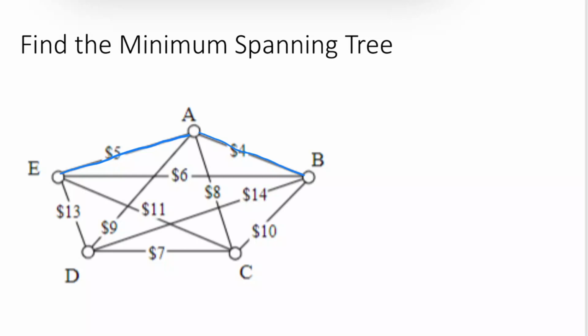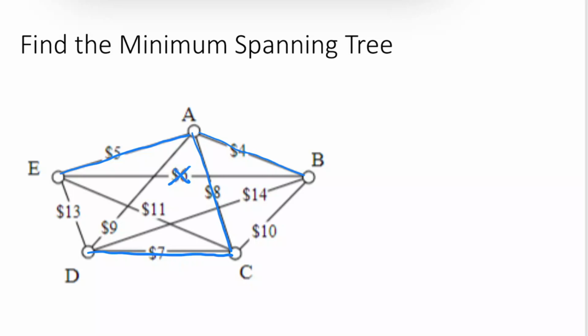But if I use that $6 edge, that would create a cycle, which would mean that it wouldn't be a tree. So I'm not going to use that edge. The next cheapest one, it looks like, is this $7 one. And then the next cheapest one is the $8 one. And now at this point, all of my vertices are connected to each other because I can get to any vertex from any of the other ones. And so I'm done with Kruskal's algorithm.